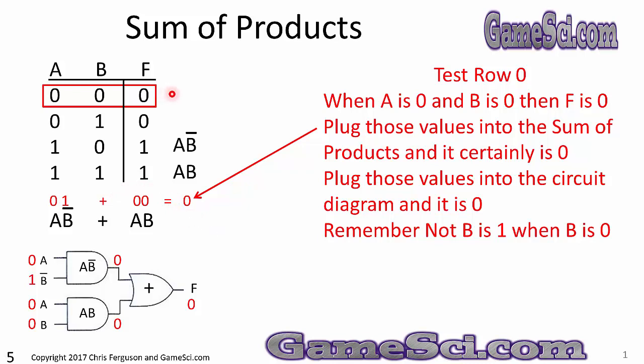The truth table says output is 0. The sum of products expression says output is 0. And the circuit diagram outputs a 0. For this line of the truth table, it certainly agrees.